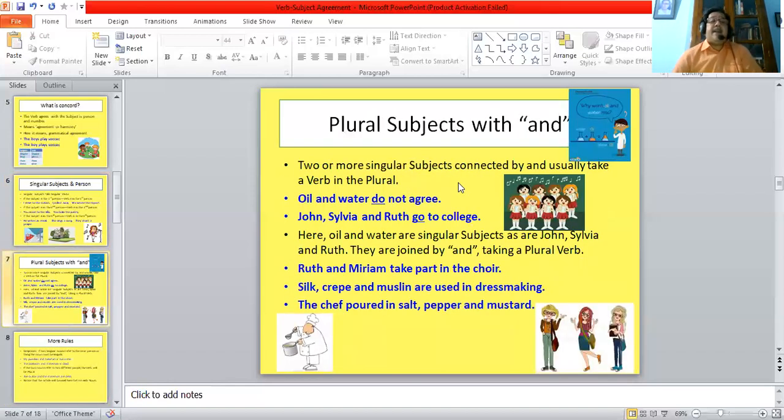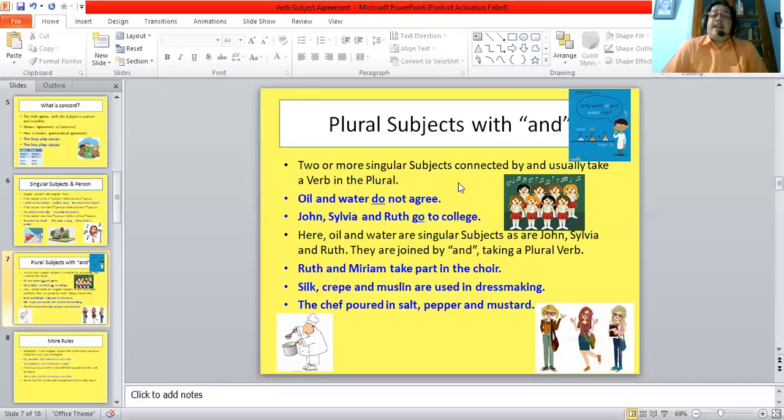Now, so far we have been considering singular subjects. So if there are plural subjects, let us say, two or more singular subjects connected by and, they usually take a verb in the plural. So singular subject plus singular subject connected by and usually takes a verb in the plural. Like oil and water do not agree. We do not say oil and water does not agree. Oil and water do not agree. So they take a verb in the plural.